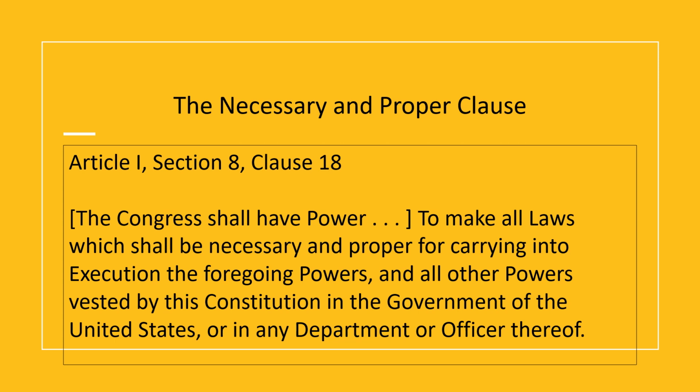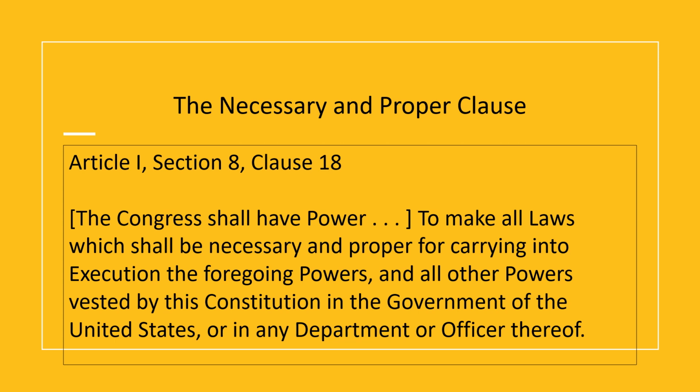Section 8, Clause 18 says that Congress shall have power to make all laws which shall be necessary and proper for carrying into execution the foregoing powers. So let's discuss that a bit. What are the foregoing powers? The foregoing powers are those that precede, that come before Clause 18.